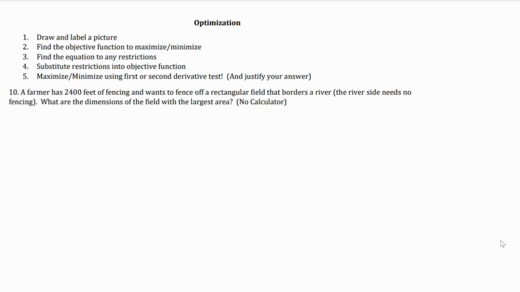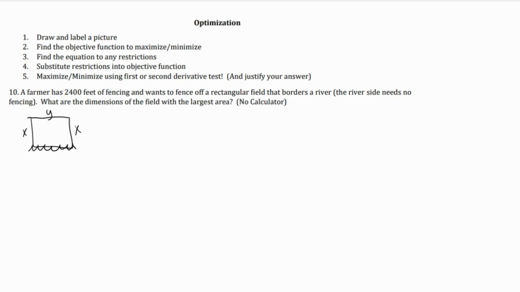A farmer has 2,400 feet of fencing, wants to fence off a rectangular field that borders a river. The riverside needs no fencing. What are the dimensions of the field with the largest area? So first thing you do, draw a picture. A rectangular field, it borders a river, so one side does not need fencing. I'm going to label the other sides X and Y.